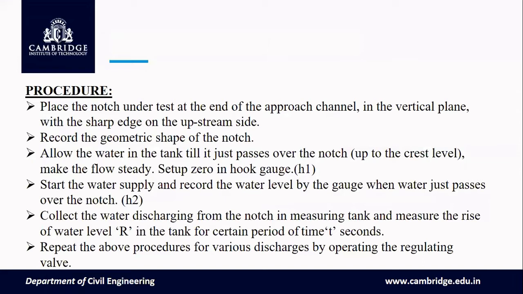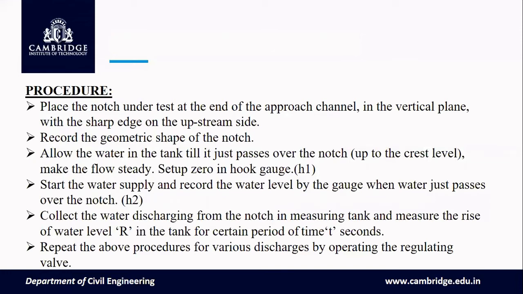After that, start the water supply and record the water level by the gauge when the water just passes over the notch, that is known as H2. This H2 is the final reading you have taken. Then the difference H2 minus H1 will give the head over the notch.